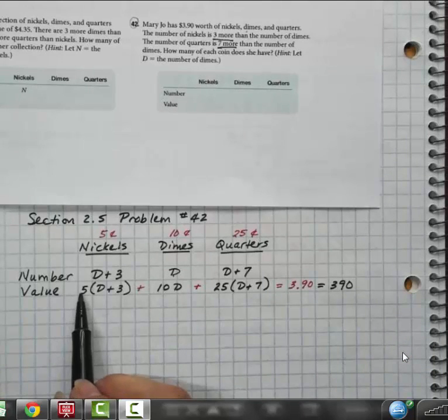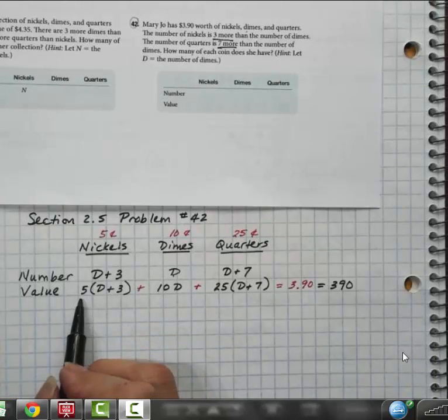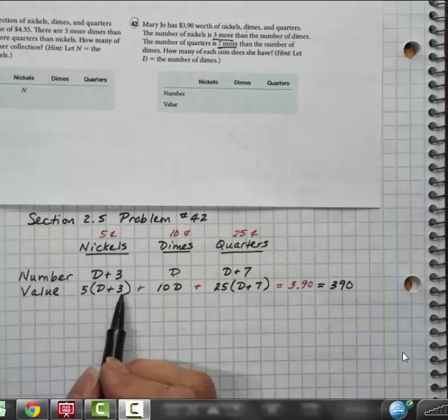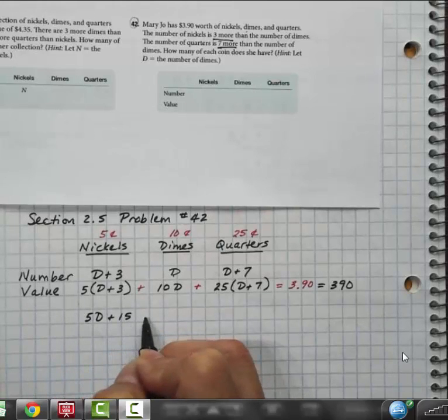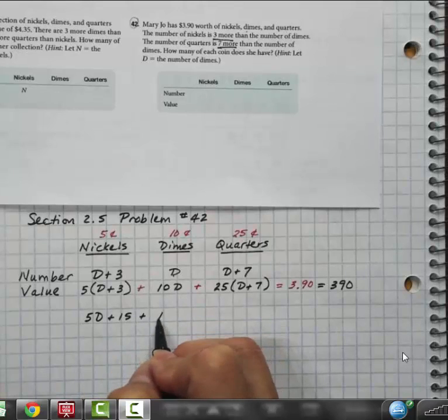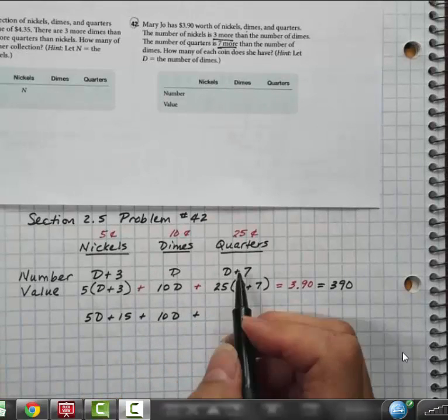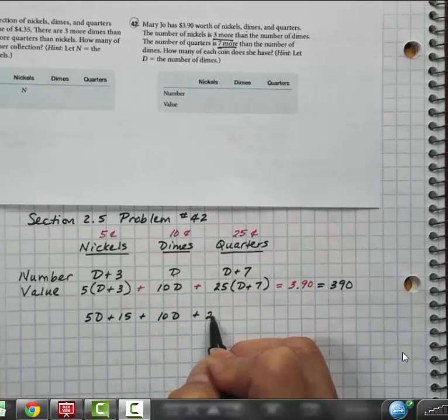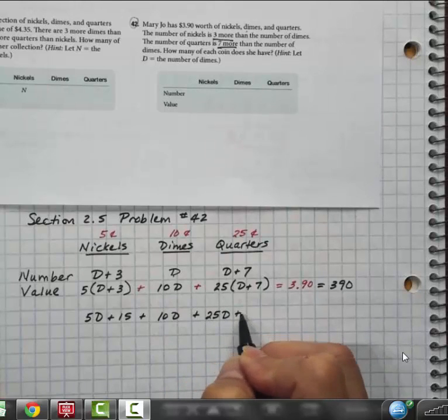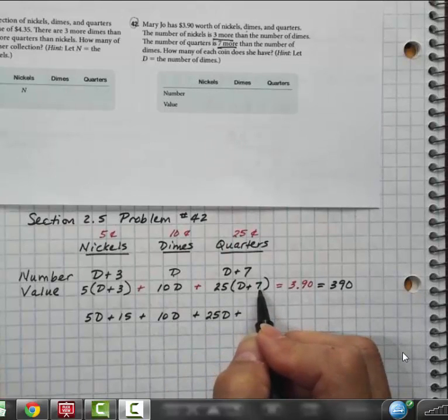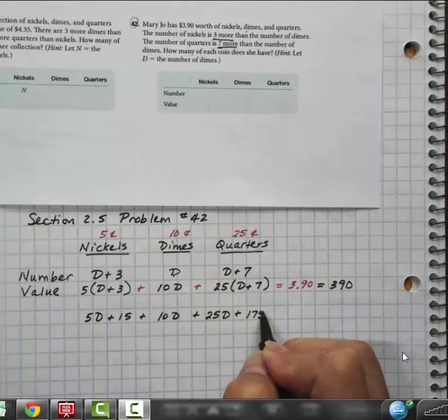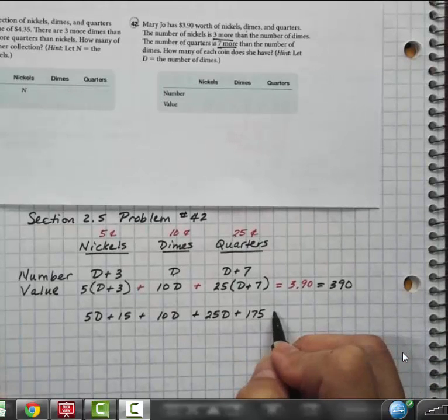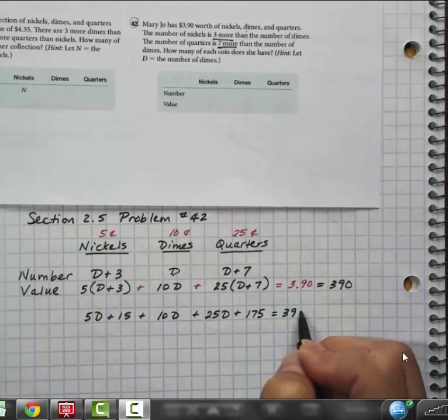So we're going to have to use our distributive property, multiply 5 times D, 5 times 3. So 5D plus 15 plus 10D, plus use my distributive property again, 25D plus 25 times 7. And you can use your calculators if you need to. Should come out to 175. And then that's all going to be equal to 390.